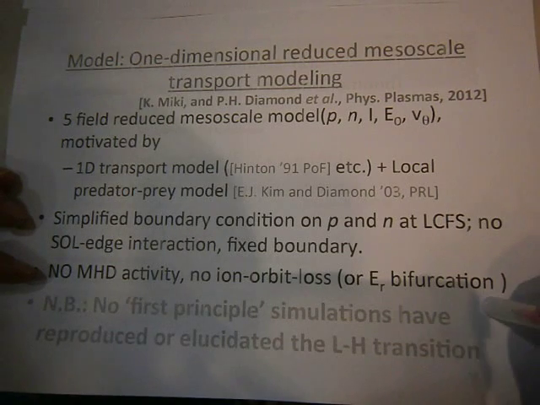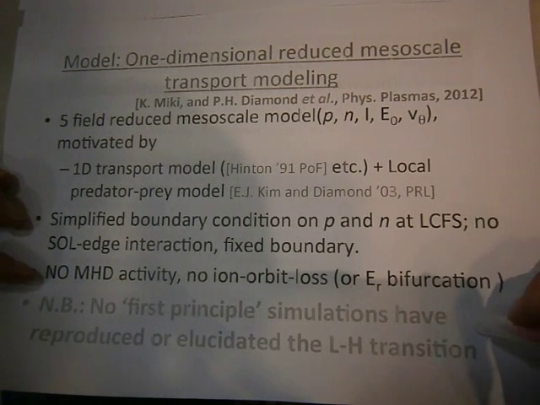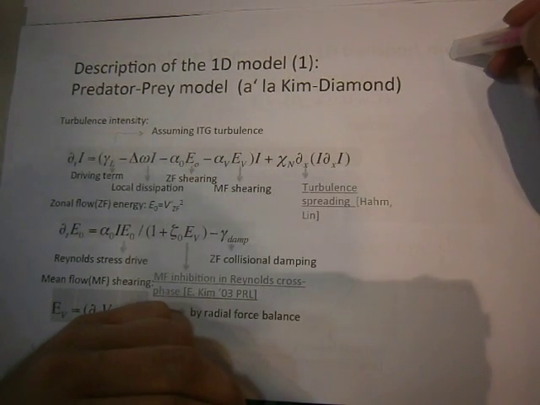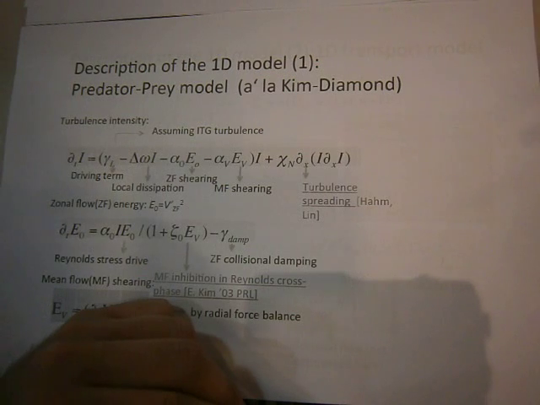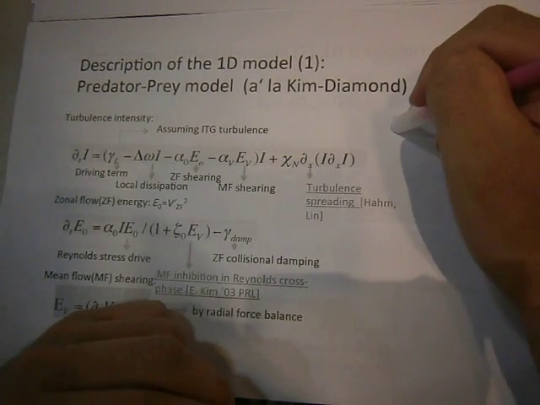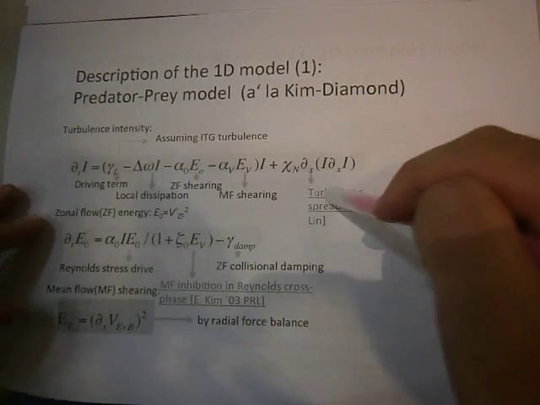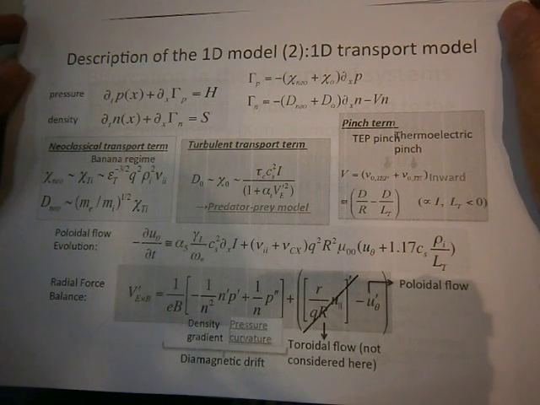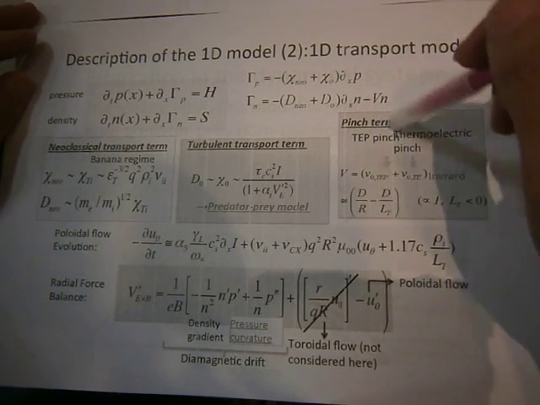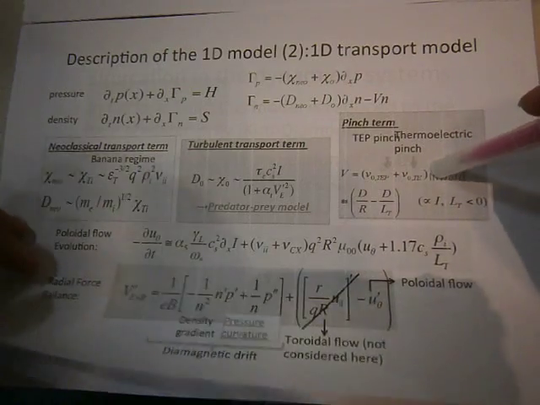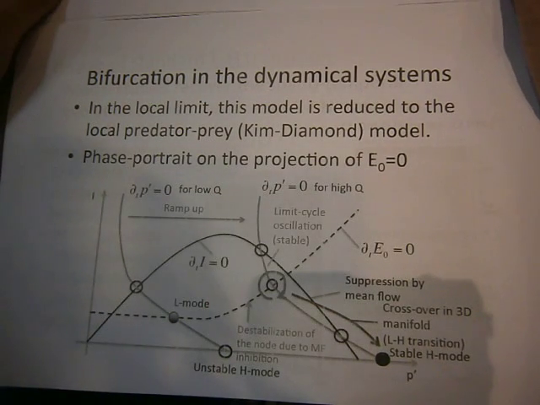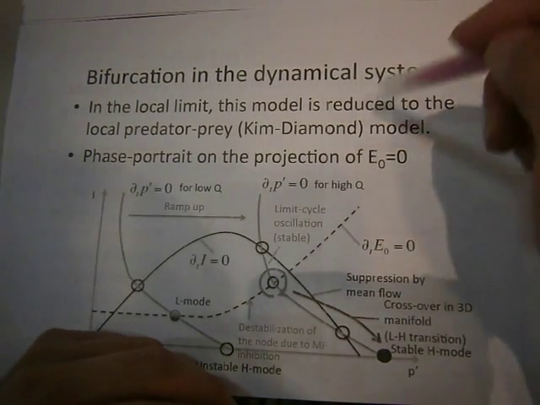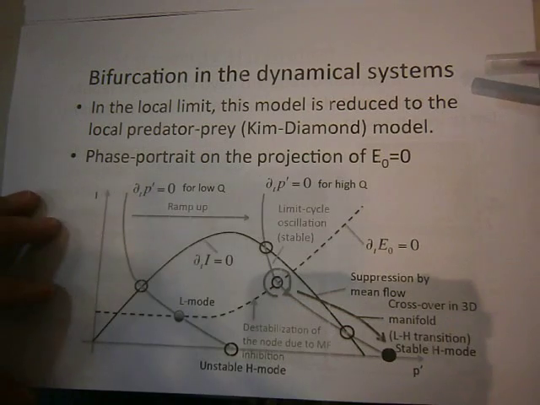First principle simulation have a reproduce or for LH transition. This description on the 1D model 1. Previous model can children on the animal for the definition of the 1D model transformer model, pressure density, and pressure verification for the dynamic system and local limits model for radius and local vertical model for its project of the EM.